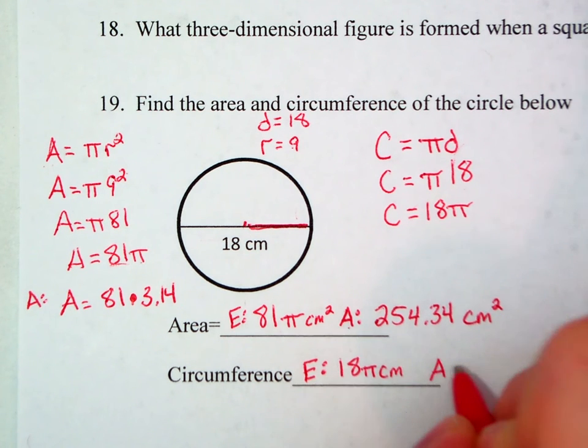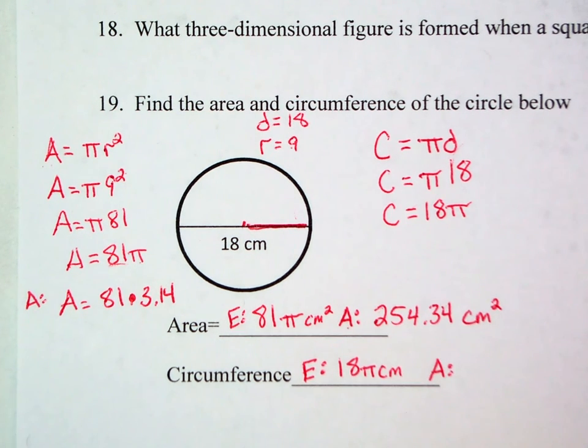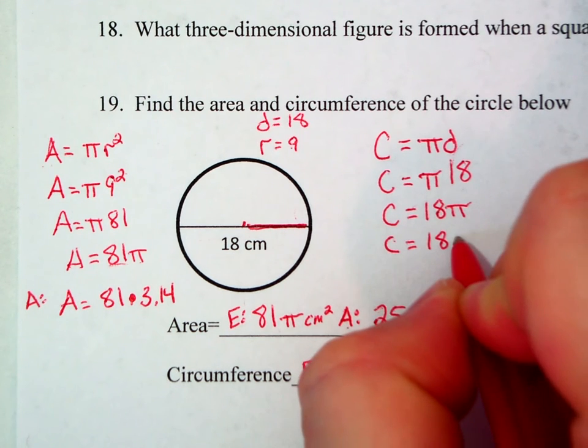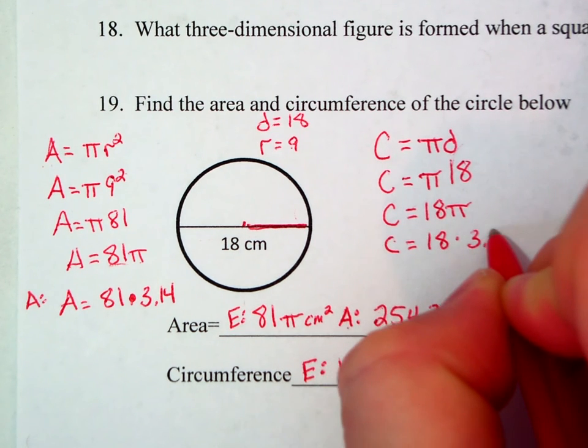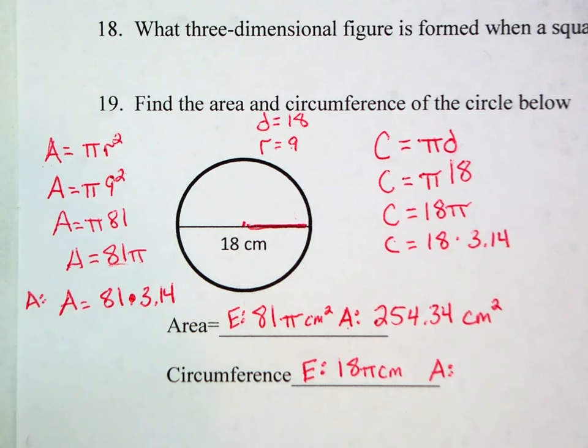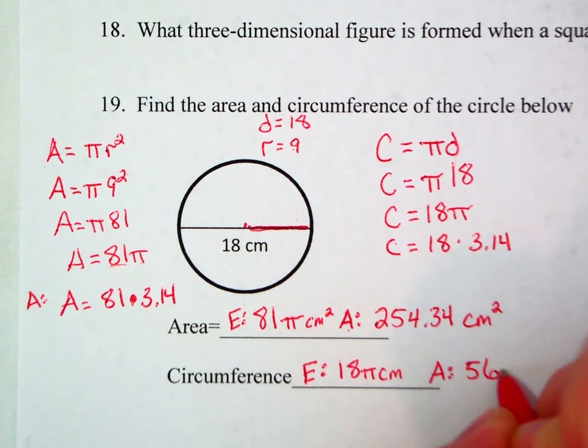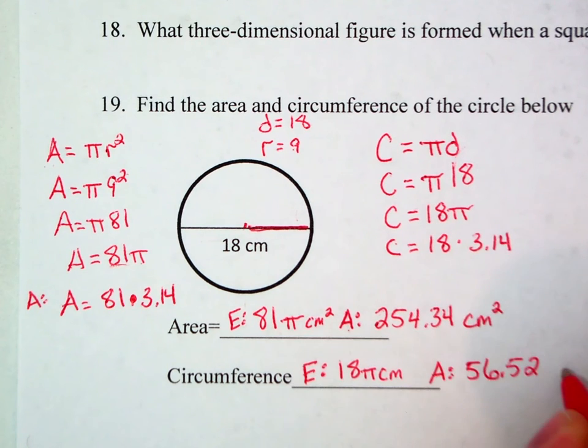And now for my approximate. 18 times 3.14 is going to give me approximately 56.52 centimeters.